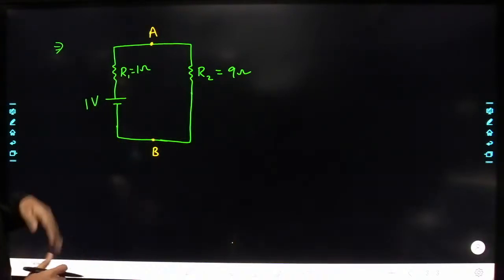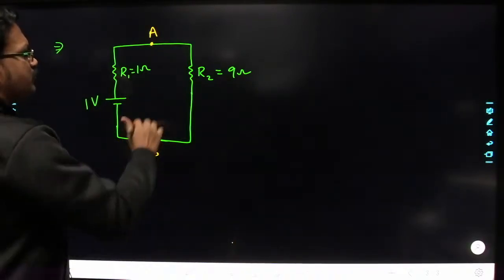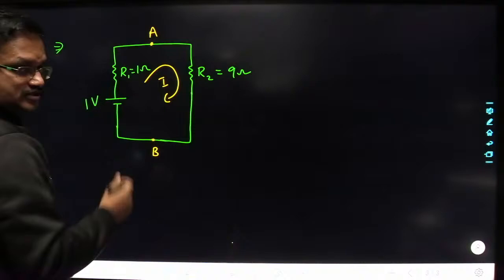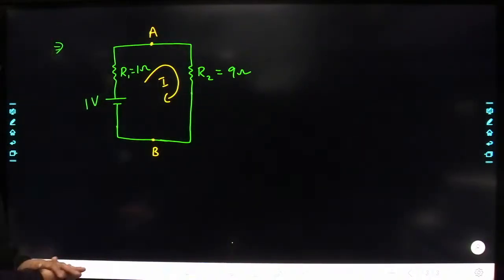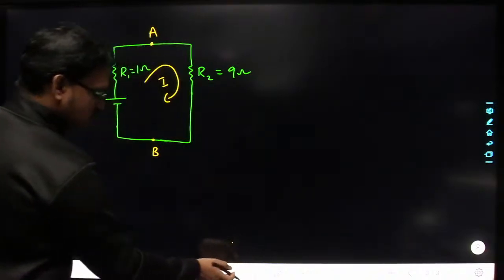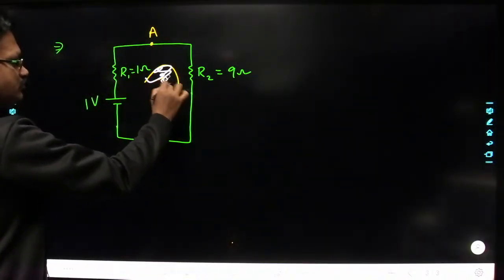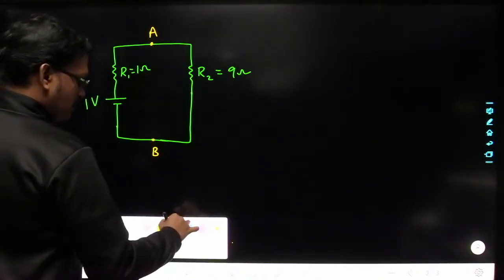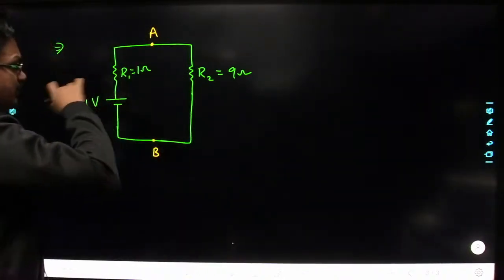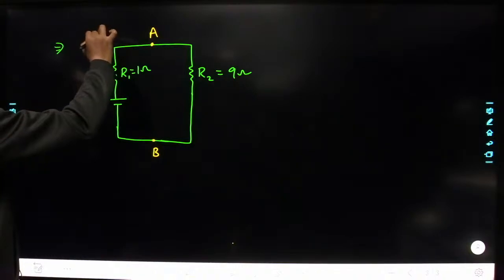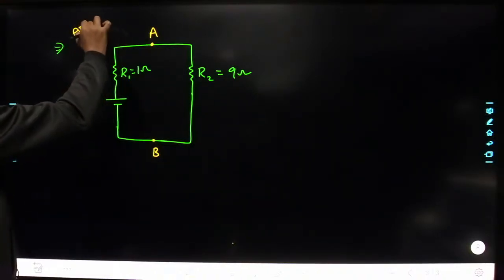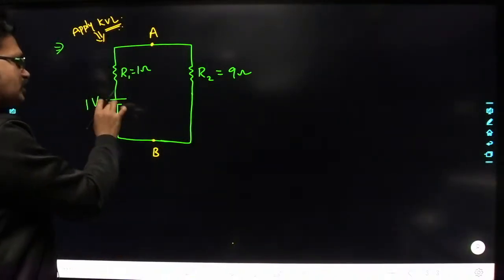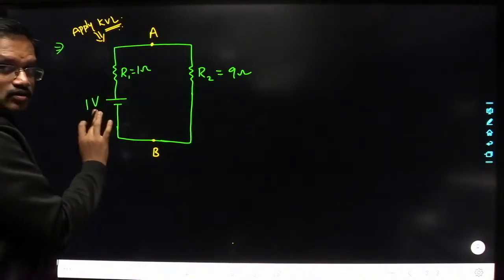Now we know that the current in the loop is going to flow in this direction, right? Now if I ask you, in this circuit you can apply KVL, because here we are dealing with the DC source. Yes or no?